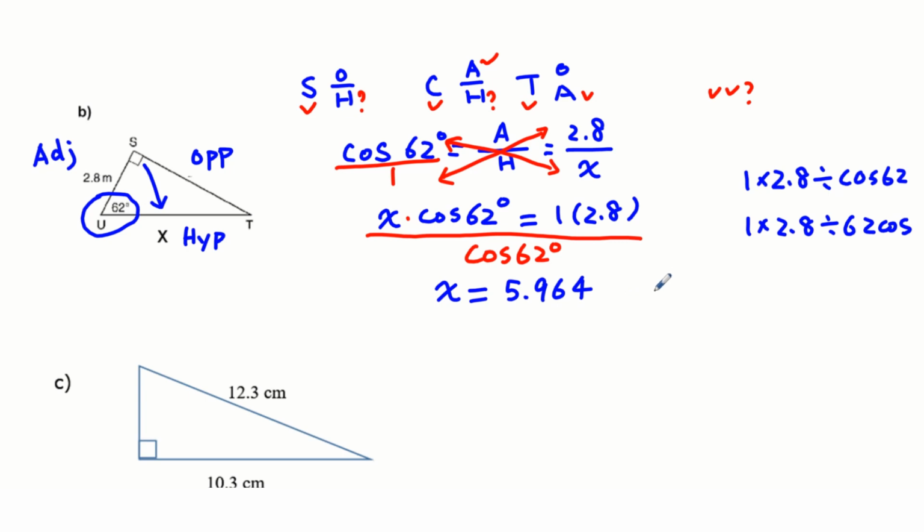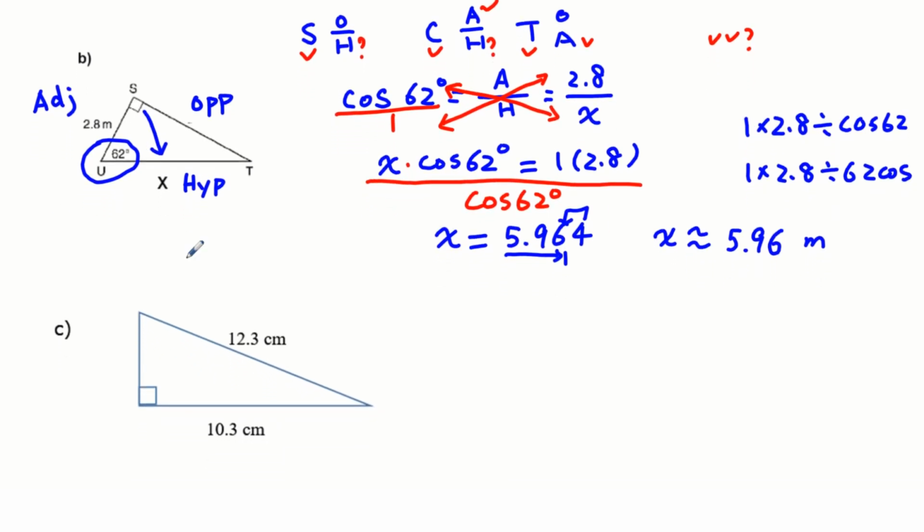Then if we want to keep it to 2 decimal places, from left to right, we stop at 2 decimal places, we copy whatever is on the left of the 2 decimal place, then check to the right what number it is. If it's 4, less than 5, then round off. 5.96 meter. So that is for question B.